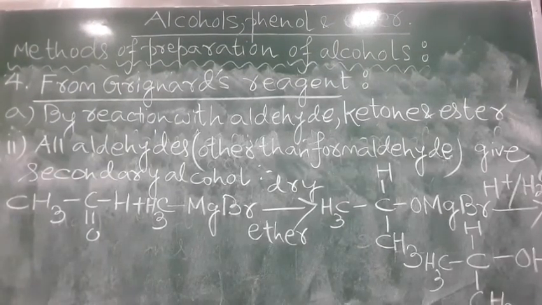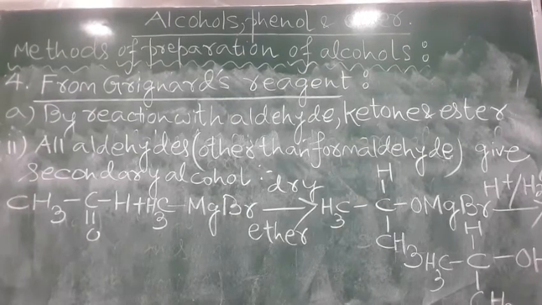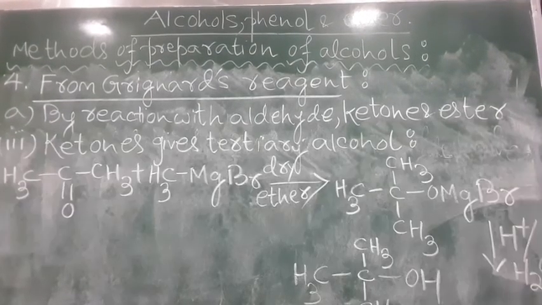Next, students, number 2: all aldehydes other than formaldehyde give secondary alcohol. Secondary alcohol means a 2-degree alcohol. So I have taken acetaldehyde and given its structural formula. You can see CH3CHO plus CH3MgBr, which is a Grignard reagent, in presence of dry ether, forming an addition compound, which on acid hydrolysis forms isopropyl alcohol. It's a 2-degree alcohol. The IUPAC name is propan-2-ol.